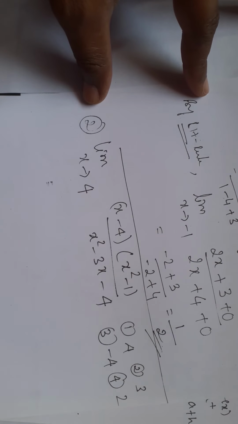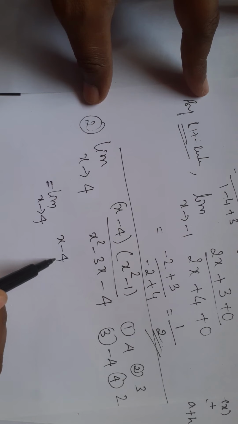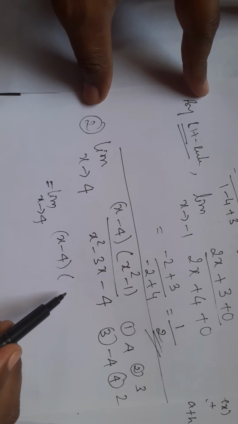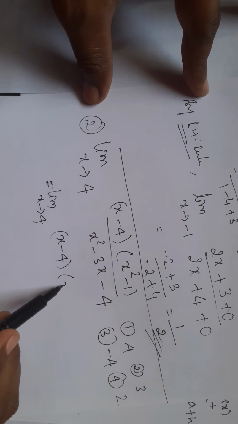As x tends to 4, in the limit as x tends to 4, I'll keep the numerator x minus 4 into x square minus 1 as it is.